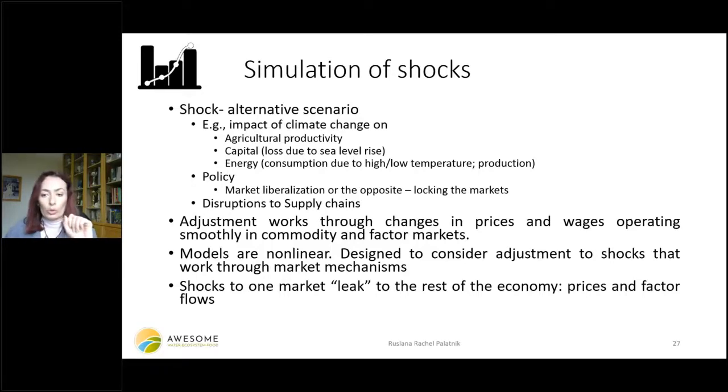As I already showed, those models are nonlinear because of these constant elasticity of substitution functions, and they are designed to consider adjustment to shocks that work through market mechanisms. Shocks to one market leak to the rest of the economy due to prices and factor flows.